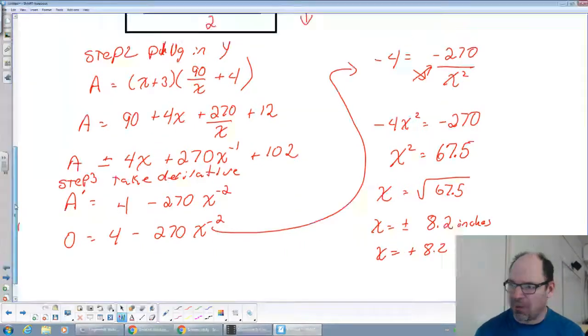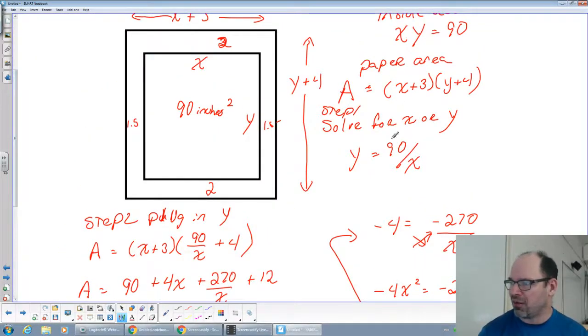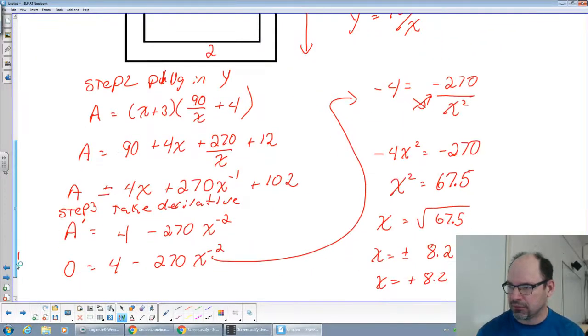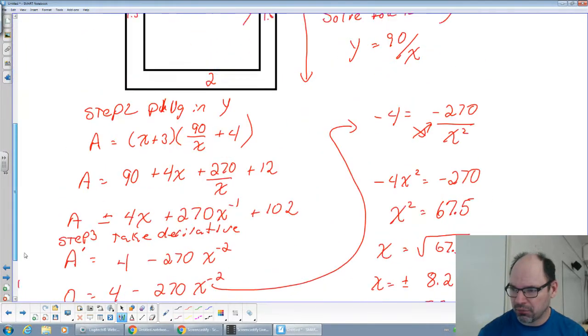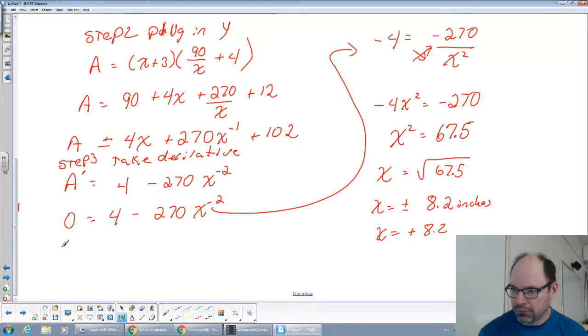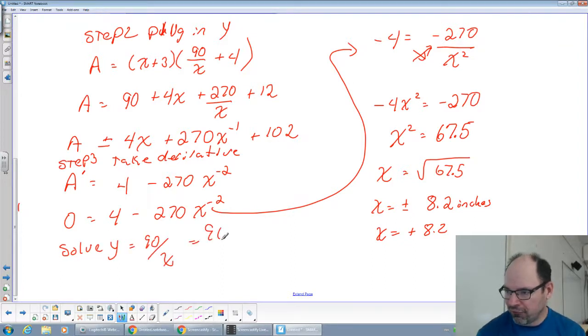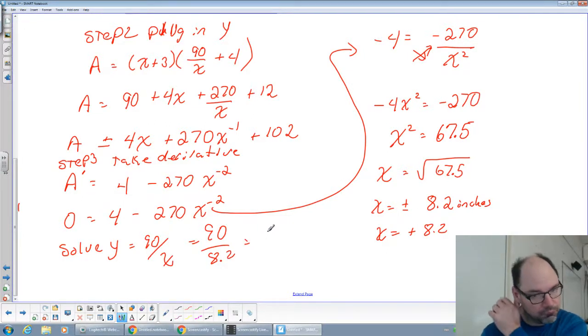Okay, and when we go back up here to find out what y is equal to, 90 divided by x. So we can solve for y. So 90 divided by 8.2. Okay, so what is that going to be? 90 divided by 8.2 is 11.0, approximately.